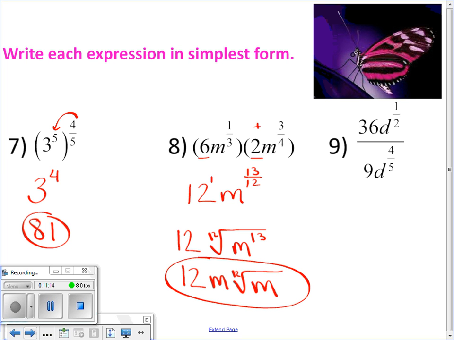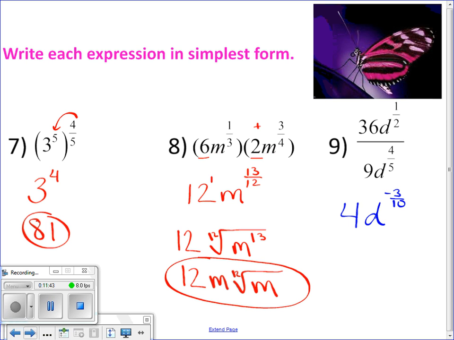Okay, number 9. I've heard a lot of you flipping your paper. You missed one. What do you want to start with on number 9? Good. What is 36 divided by 9? 4. And then my d's, what do you want to do with their exponents? Good. What is 1/2 minus 4/5? -3/10.